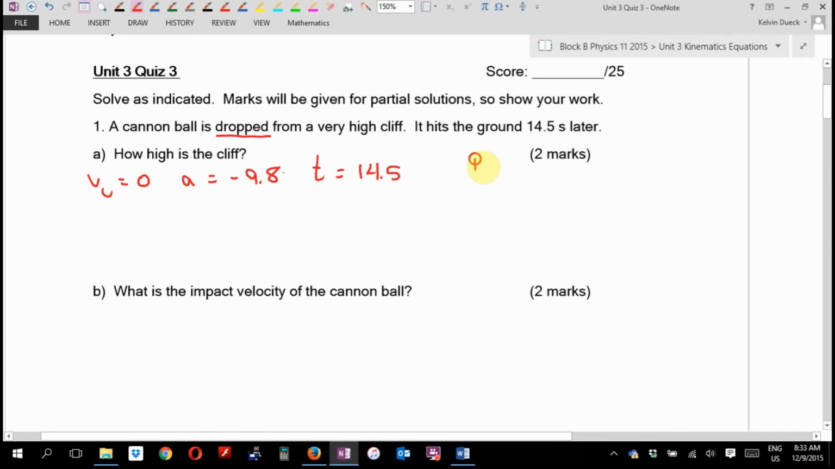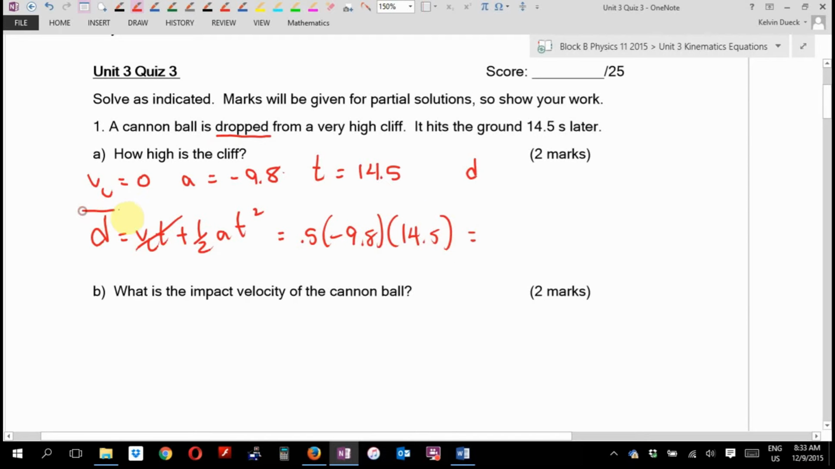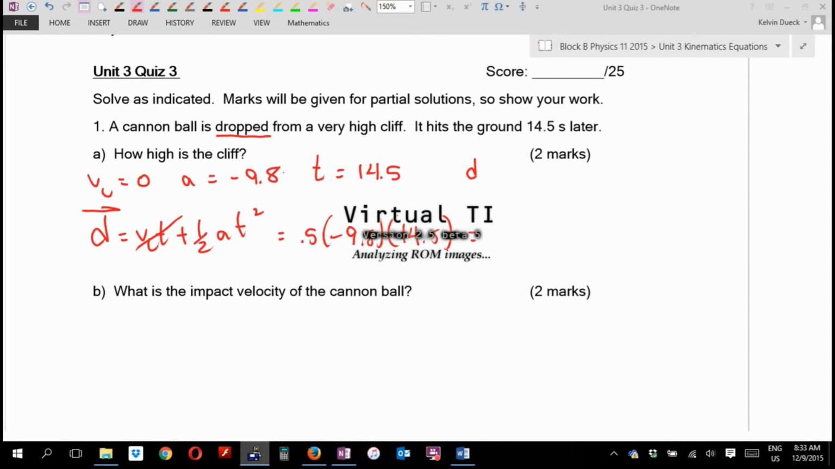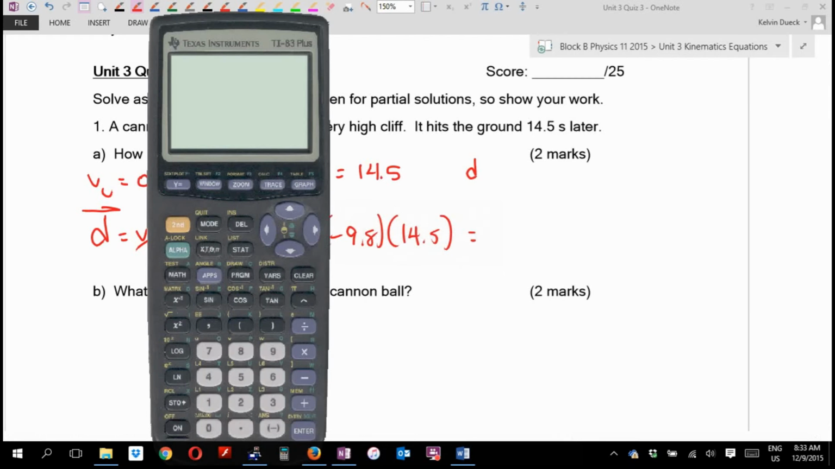And they want D. I think I can go D equals VIT plus a half AT squared, although you could argue I didn't need to write the VIT because we're dropping. It's going to be 0.5 times negative 9.8 times 14.5. This actually gives me a displacement, not a distance. Did I end up above or below from where I started? I think it's going to give me a negative answer.